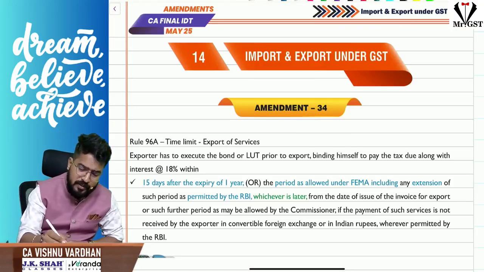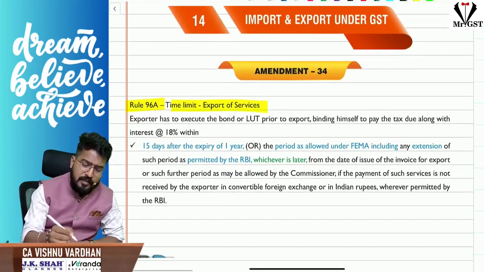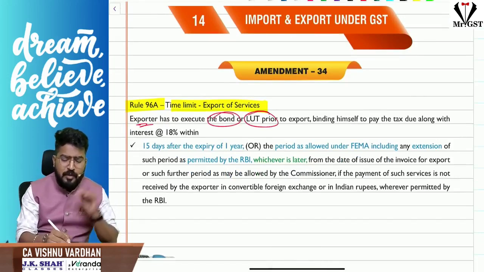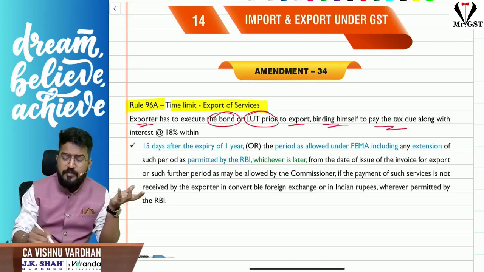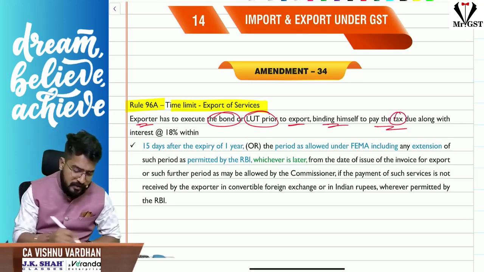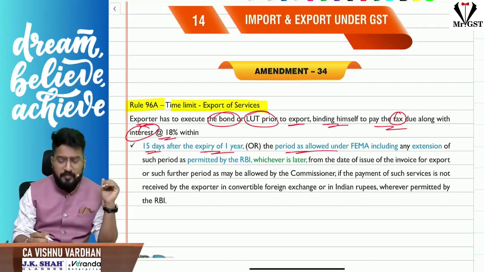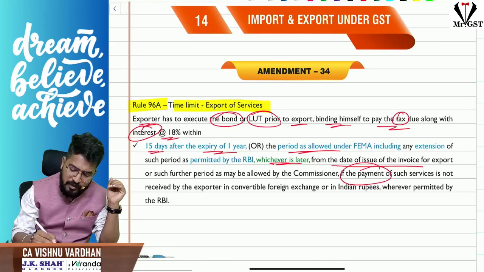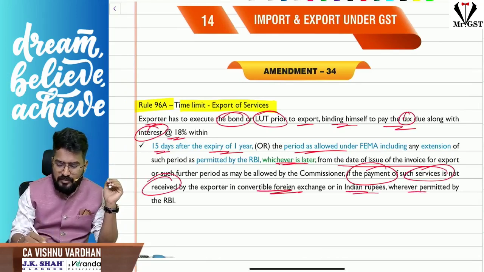Again, a small amendment with respect to Rule 96A, time limit for export of services. See, understand, the exporter of services has to execute the bond or LUT before exporting. In this bond or LUT, he has to undertake to pay the tax along with interest at 18% if he does not receive, within 15 days after the expiry of 1 year or the period allowed by FEMA, whichever is later from the date of issue of invoice, the export proceeds, the payment for such services, in convertible foreign exchange or Indian rupees, wherever permitted by RBI.